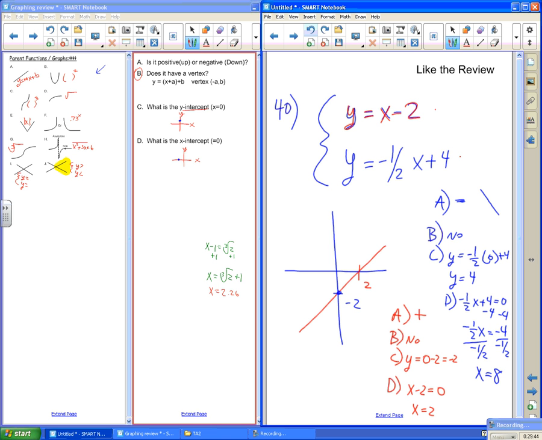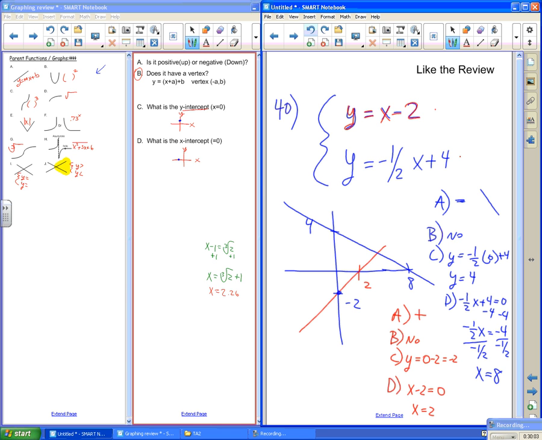X equals 8. So for that other one, my x-intercept is 8, and my y-intercept is +4. My scale's a little off here, but that's okay. And I know it's a negative. So that's what that graph should look like.